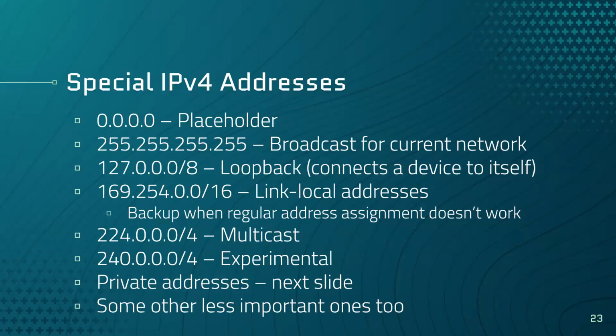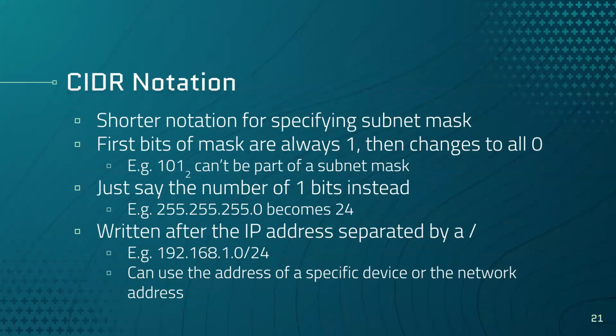What's the number followed by the /4? Oh, that's the CIDR thing. It's just the shorter way of writing the subnet mask, so how big the network is. The number after the slash is just how many 1 bits there are in the subnet mask.